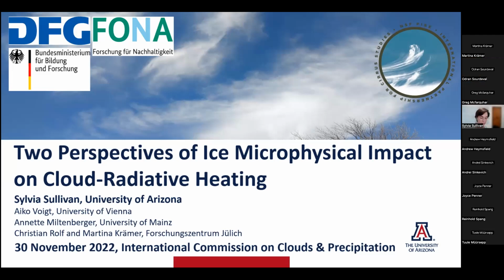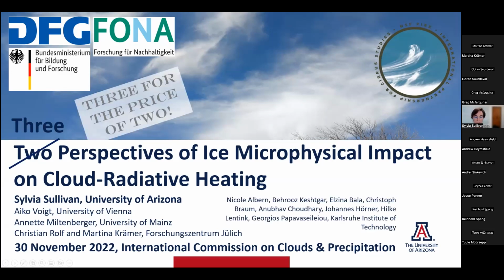Some work that we've been doing over the past few years that I'll share with you today concerns ice microphysical impact on cloud radiative heating. I've done this work primarily with Eiko Vogt, who's now at the University of Vienna, but also Annette Miltenberger, who's at the University of Mainz, and Christian Rolf and Martina Kramer at the Research Center in Jülich. The funding for this work came from the Ministry for Education and Research in Germany, as well as the German Research Foundation. Initially, I was going to share results from two studies that we've now published, but I decided to include also results from a third study that's in preparation. So you get a post Black Friday deal today: 3 for the price of 1.